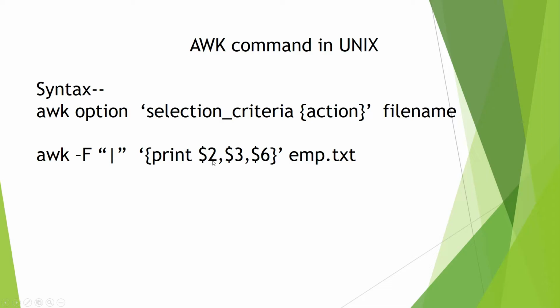So to print the second column I need to give $2. To print the third column I need to give $3, and to print the sixth column I need to give $6. And this particular selection criteria and the action should be quoted in single quotes, and after that you need to specify the file name on which you want to perform that operation, right? So this is the basic syntax of the awk command. If the basic syntax is clear, then it will be easy for you to learn the awk command.